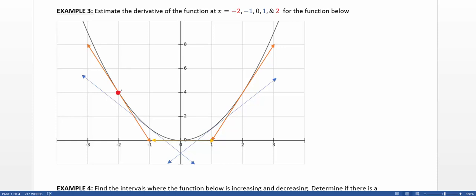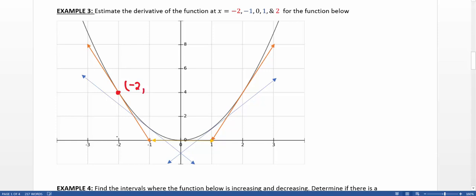In order to get the slope of a tangent line, I need 2 points on that line. If I have 2 points on the line, I can do the change in y over change in x to get the slope of that line. So remember, I'm no longer looking at points on the function when I'm approximating the derivative. I'm looking at the points on the tangent line. So I can pick any 2 points I want, but I'm going to try to pick them somewhat strategically.